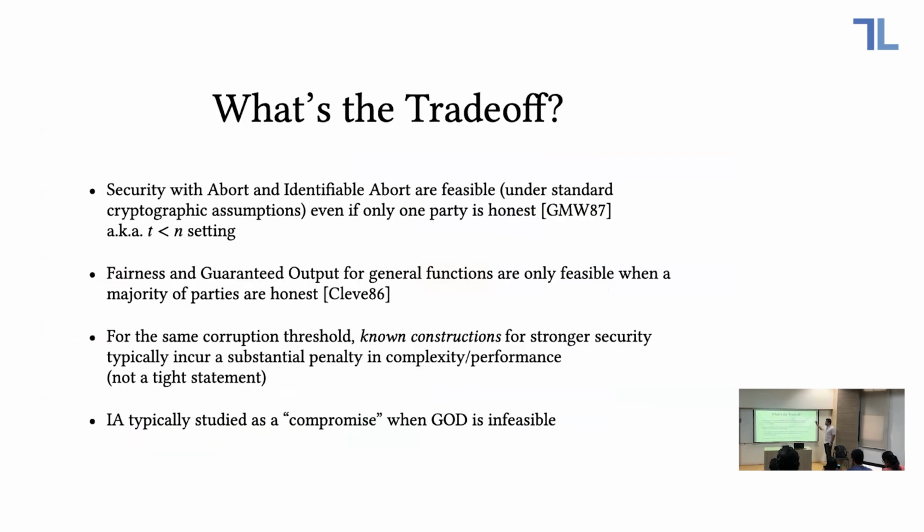So what's the trade-off, right? There are these different notions. Why not just go for the strongest one? So we know that security with abort and identifiable abort are feasible under standard assumptions, even if there's only one honest party. It's the strongest possible corruption resilience that you can ask for. I mean, not counting adaptive and so forth, but this is known as far back as GMW, as far back as the 80s. And we also know, because of an impossibility that has to do with coin tossing, thanks to Cleve, that fairness and guaranteed output for general functions can't be achieved if a majority of parties are not honest. That is, we need an honest majority of parties to be able to think about achieving these notions.